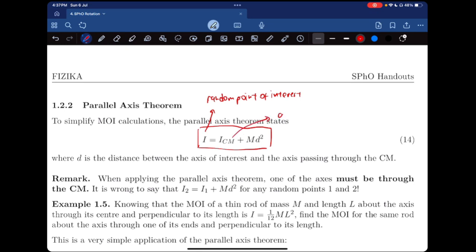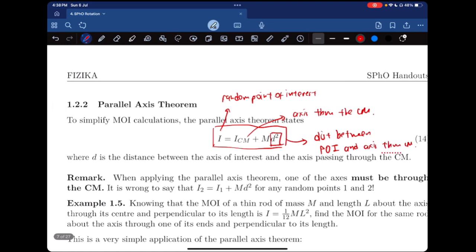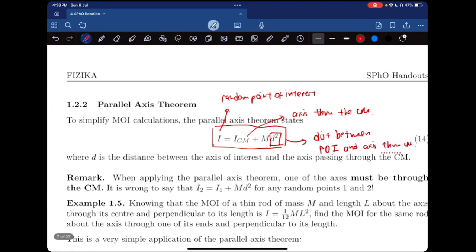And you have an axis through the CM. Then you have a D here. This D is the distance between your point of interest and your axis through the CM. Point of interest and axis through CM. So yeah, that's it for the parallel axis theorem.